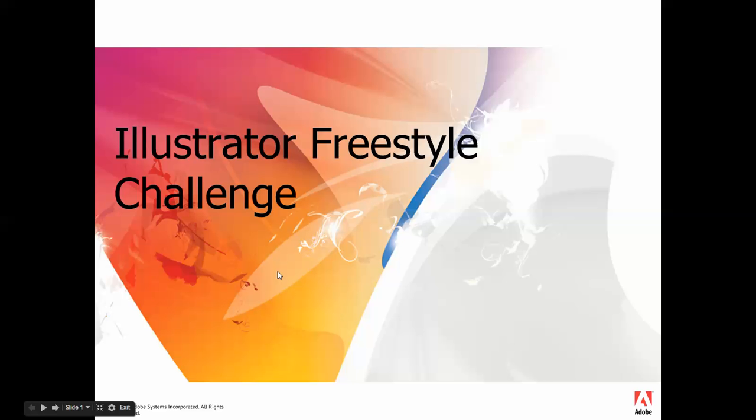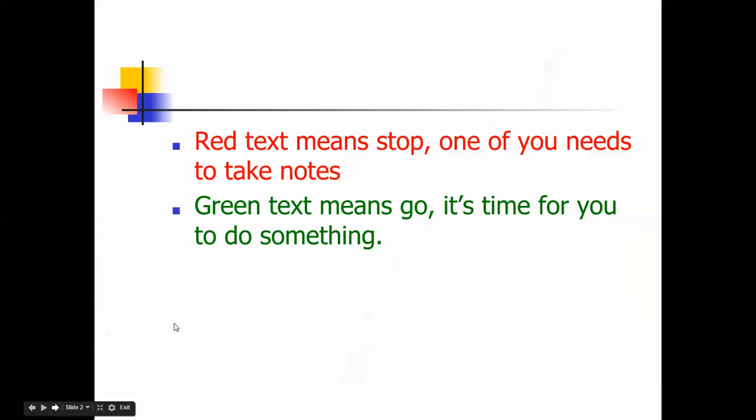Alright, ladies and gentlemen, we are kicking off the Illustrator Freestyle Challenge. Let's see what that entails. During the spiel, if you see any red text, it means you need to stop, write it down on your notes, and if you see green, you need to do what it says. Those are instructions. By the way, get out your paper, and at the top put Illustrator Freestyle Challenge Notes.